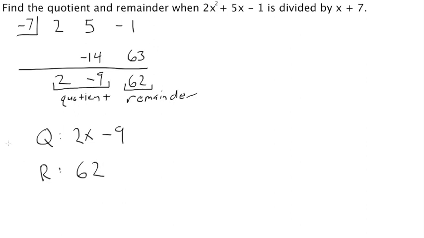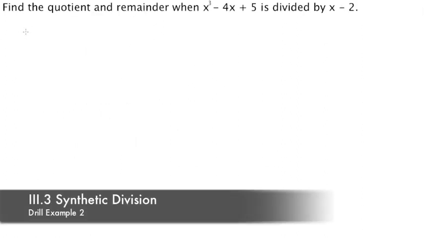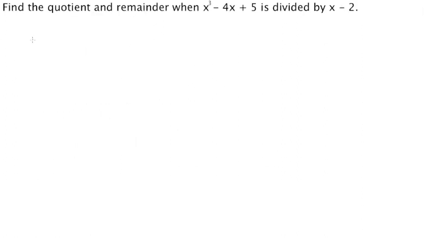Pen was lagging. There we go. That's our final answer. Our quotient is 2x minus 9, and our remainder is 62. All right, let's try another one. Find the quotient and remainder when x cubed minus 4x plus 5 is divided by x minus 2.